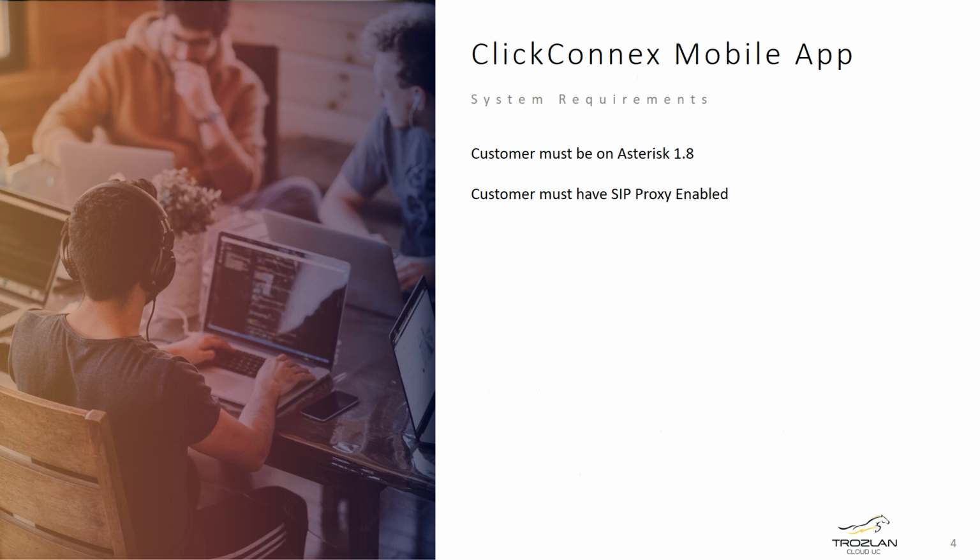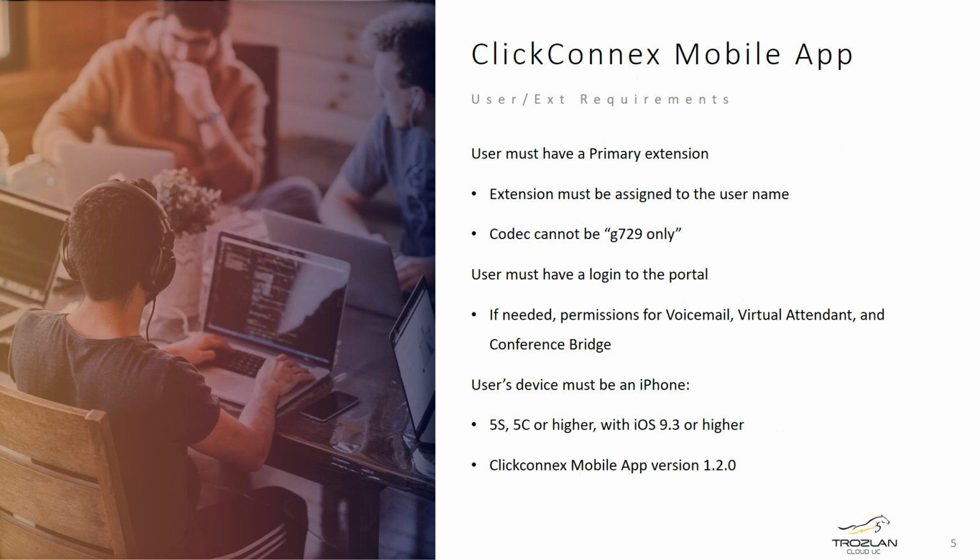Some system requirements are that the customer must have Asterisk 1.8 and they also must have SIP proxy enabled. The user must have a primary extension. Note that the codec cannot be G729 only. And the user must have a login to the portal. Also, the user's device must be an iPhone 5S or 5C and higher with iOS 9.3 and above. We will be rolling out Android at a later date.